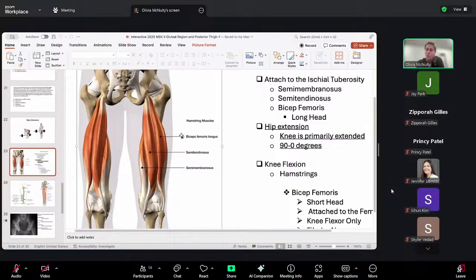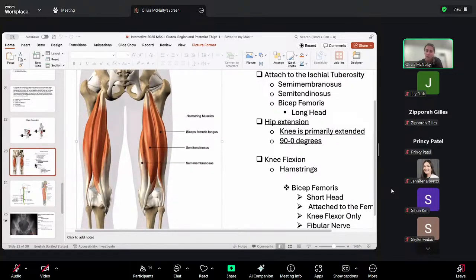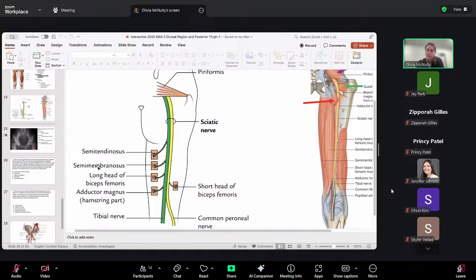And so now you'll see that we do have a biceps femoris short head, but it's not innervated by the tibial nerve. So we don't call it a hamstring muscle. And secondarily, it does not attach to the ischial tuberosity. It attaches to a part on the femur called the linea aspera. So that would be that component.